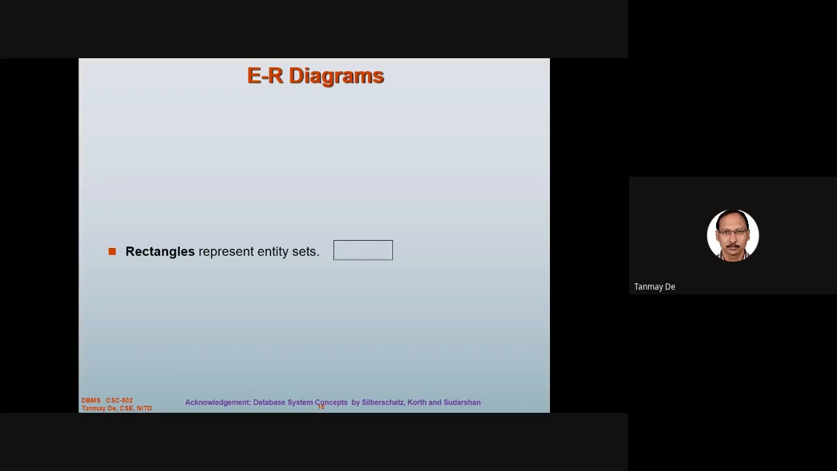Just like a rectangle, this rectangle represents the entity set. What is entity set, relationship set, attribute? I already discussed that in the last class. So how can we represent the entity set? By a rectangle shape. Suppose the entity set is customer or account, then we can write here account. This represents that account is one of the entity sets.